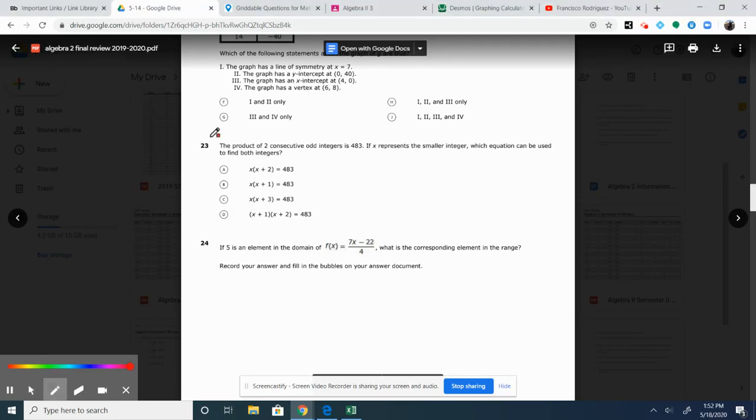All right, moving on to number 23. It says that the product of two consecutive odd integers is 483. So if x represents the smaller integer, which equation can be used to find both integers?